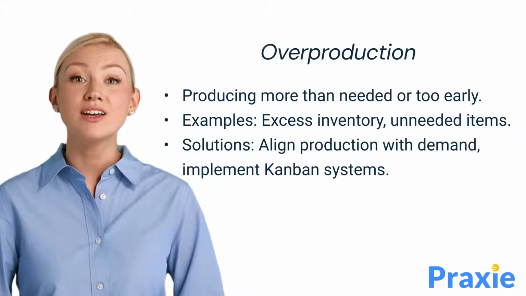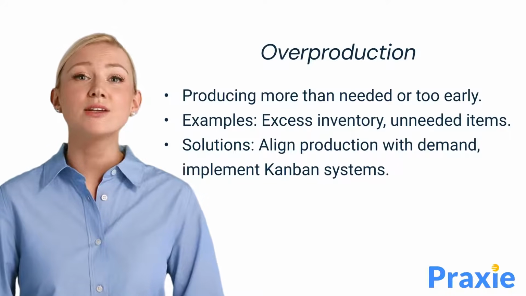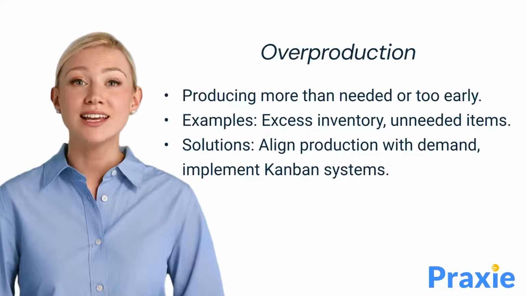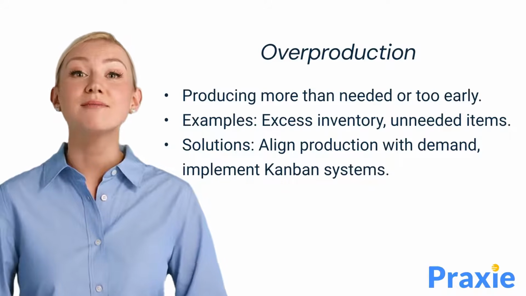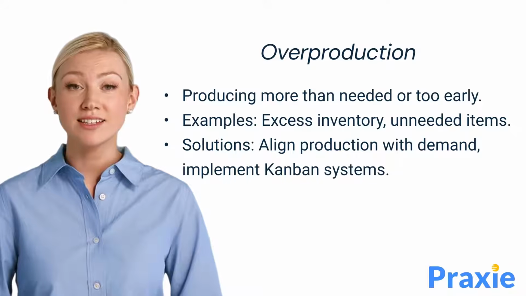Overproduction occurs when products are made in greater quantities or earlier than required. This leads to increased storage costs and the risk of obsolescence. Using tools like Kanban systems and production leveling can mitigate overproduction waste.